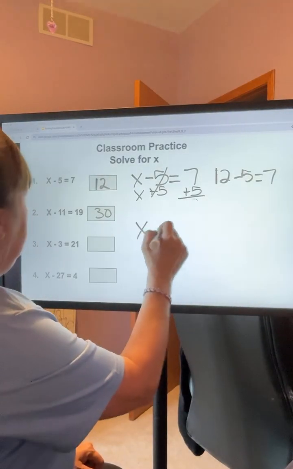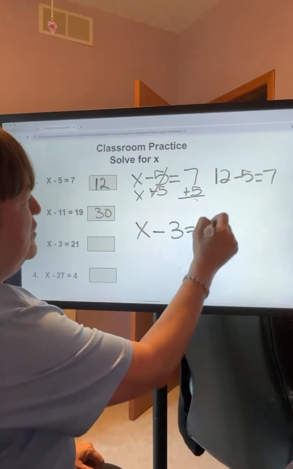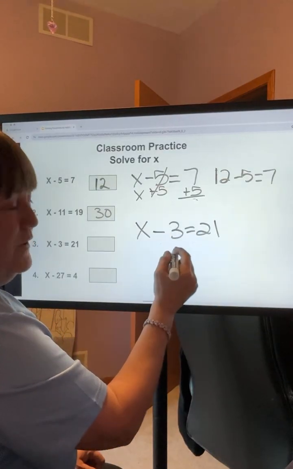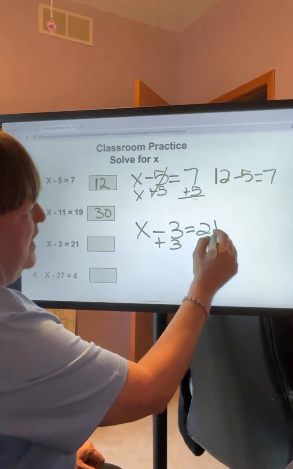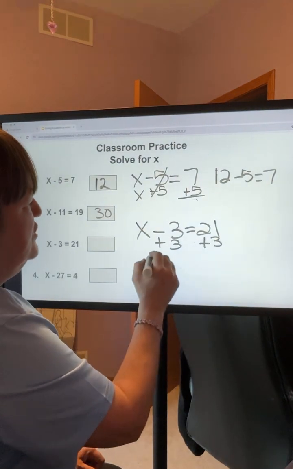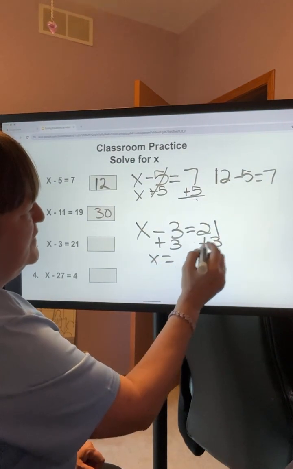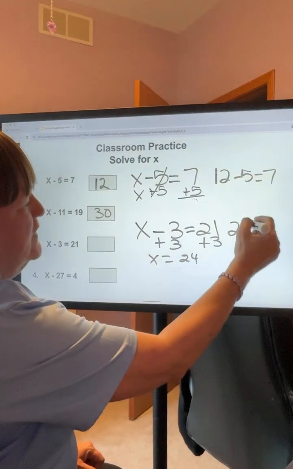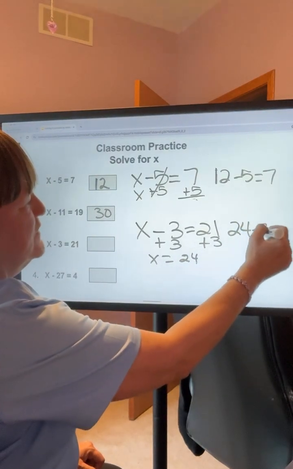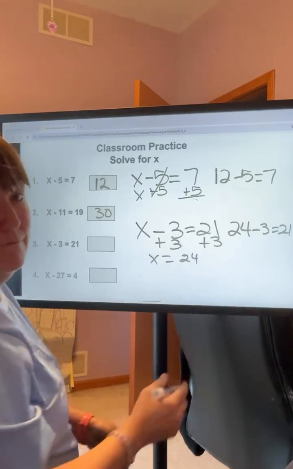Now we have x minus 3 equals 21. I want to get rid of the 3. I'm going to add 3 instead of subtract. You do the opposite. So x equals 24. And if we're correct, we plug it in: 24 minus 3 equals 21. That's correct.